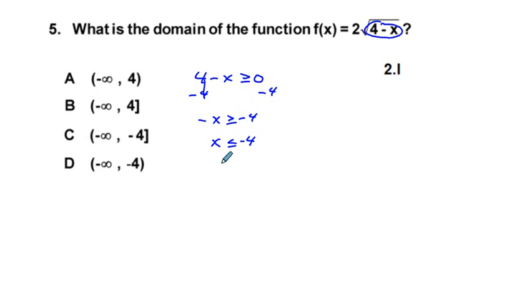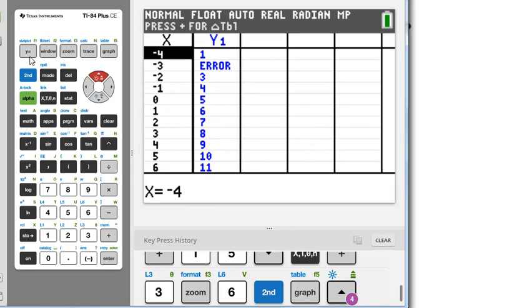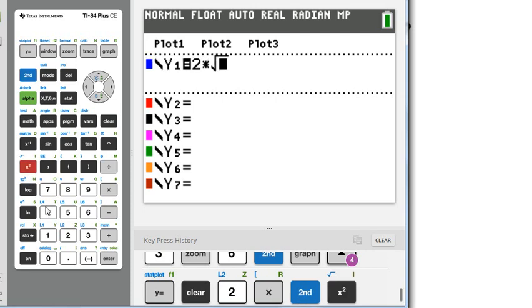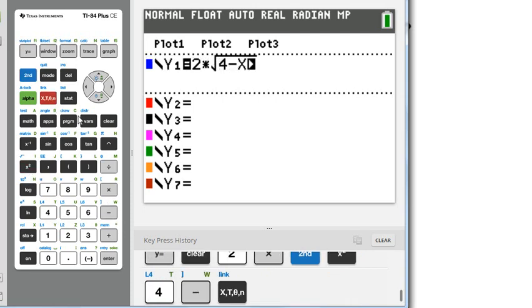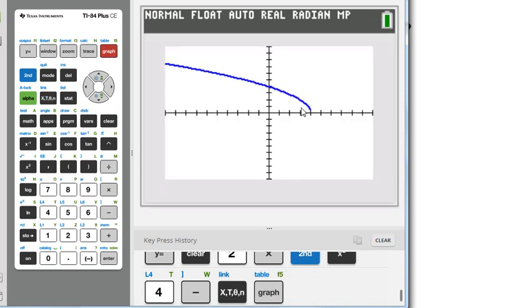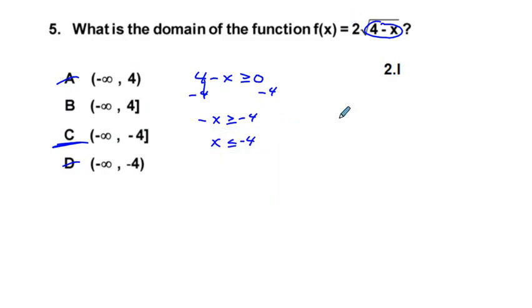We can't have parentheses next to the 4. We've got to have brackets. So that's wrong. That's wrong. So C should be right. And just to be sure, look in the calculator, 2 times the square root of quantity 4 minus x. Let's see what that looks like. Graph. It looks like we have 4. Did I say -4?